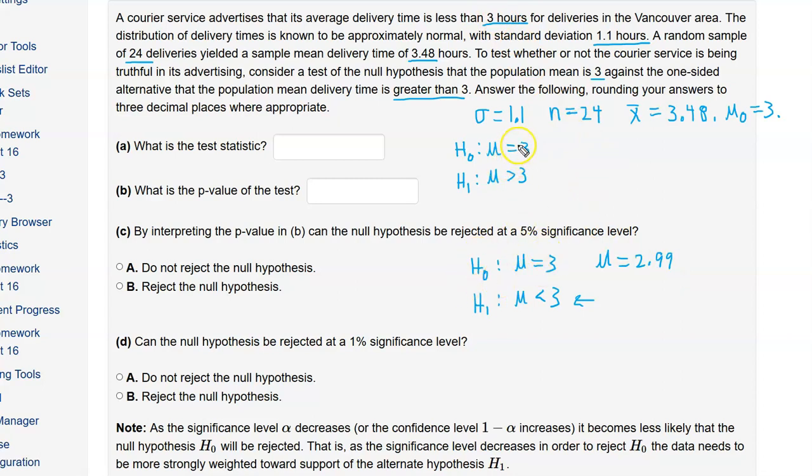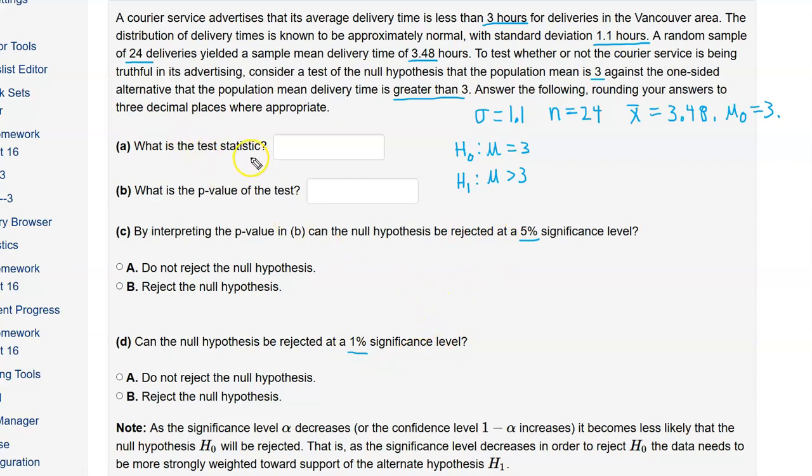So you see, it's a little more fair to set it up like this, where we are giving the company the benefit of the doubt, and the burden of proof is on our survey to conclude that the company is not being truthful in its advertising. Now we need to determine our test statistic and the p-value. And then we're going to perform a hypothesis test at the 5% significance level and also at the 1% significance level. And we'll also note the difference between those two.